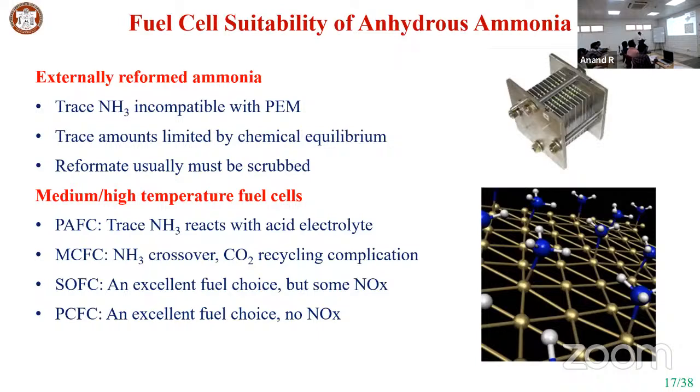So, externally reformed ammonia. For reforming ammonia, there are many methods people are using, something like the electrolyzer. You can have an electrolyzer or something similar. Different types of electrolyzers are available with respect to temperature or other conditions. You can use them.